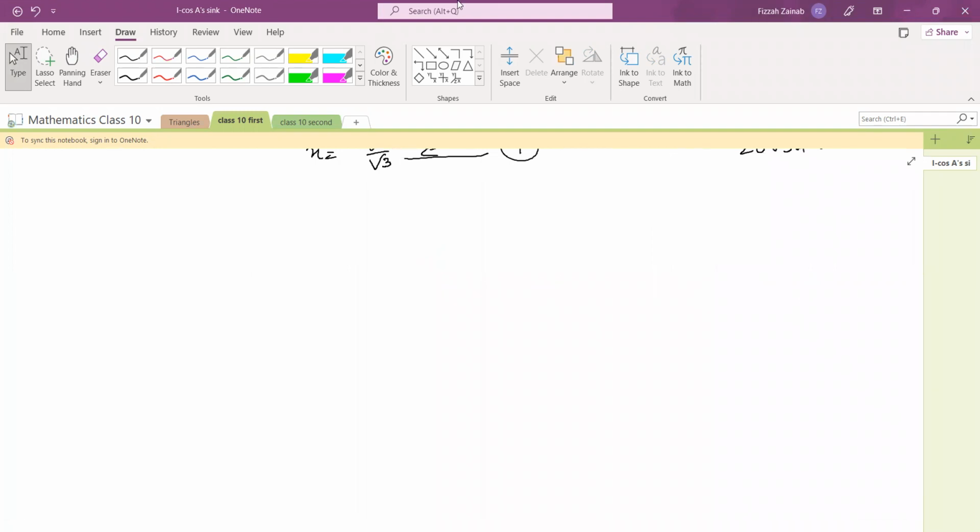Okay, then let's do question number 12 now. From the top of a 7-meter high building, the angle of elevation of the top of a cable tower is 60 degrees. So first of all, there is a building here and there is a cable tower here. Okay, let's draw the figure.